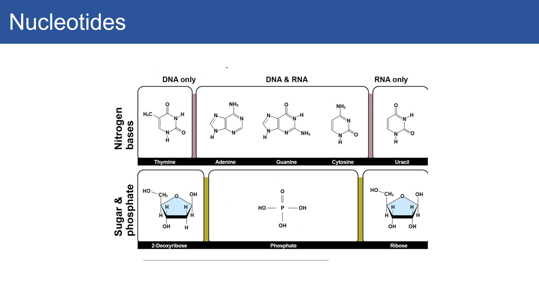DNA is made up of nucleotides, which are the monomers. Each nucleotide is composed of three elements, shown on the bottom. We have a sugar, which in the case of DNA is deoxyribose, a phosphate group, and a nitrogenous base. There are 4 nitrogenous bases unique to DNA: thymine, adenine, guanine, and cytosine. When we talk about RNA, we'll talk about uracil, but those are the 4 components of DNA.